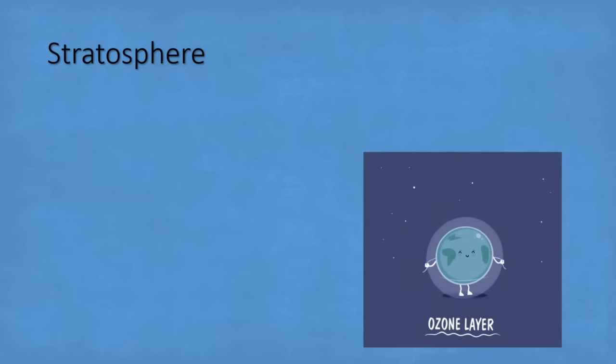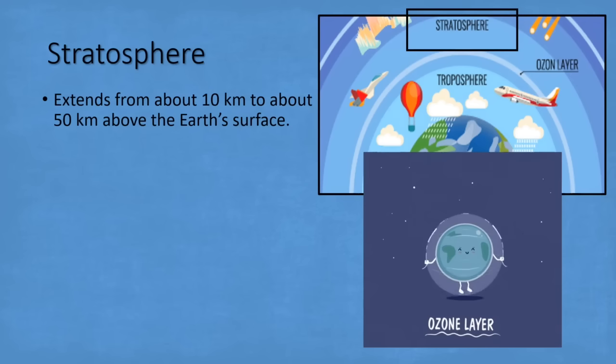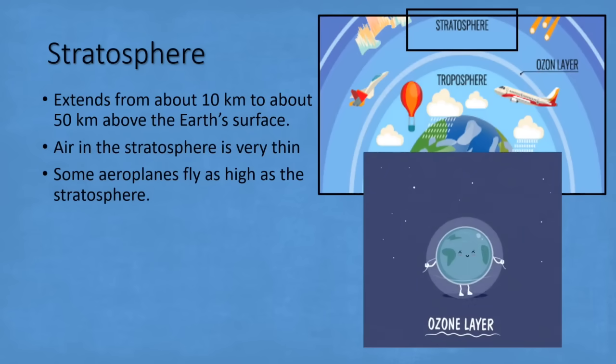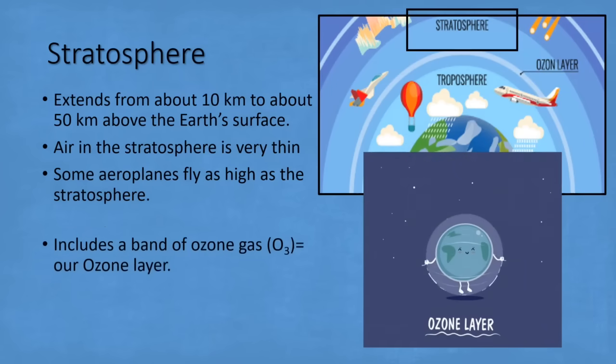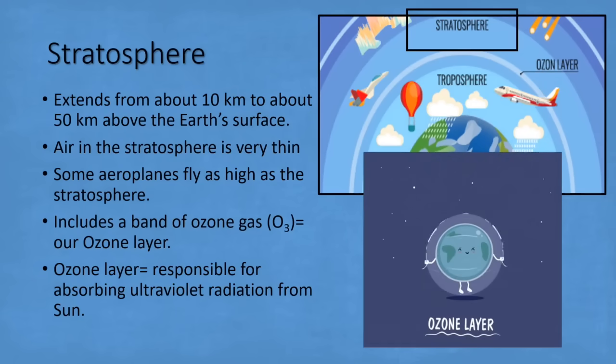Our second layer is the stratosphere. The stratosphere extends from about 10 kilometers to about 50 kilometers above the Earth's surface. The air in the stratosphere is very thin compared to the troposphere, and some aeroplanes are actually able to fly as high as the stratosphere. The stratosphere also includes a band of ozone gas, which is O3, and it's known as our ozone layer. Our ozone layer is responsible for absorbing ultraviolet radiation from the sun, which protects us from harmful UV rays.